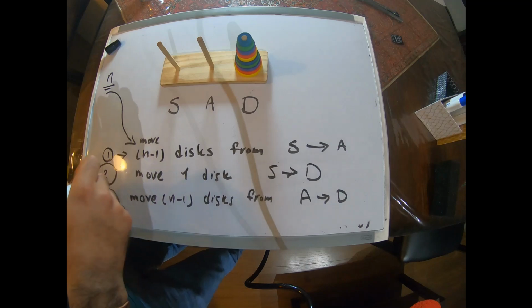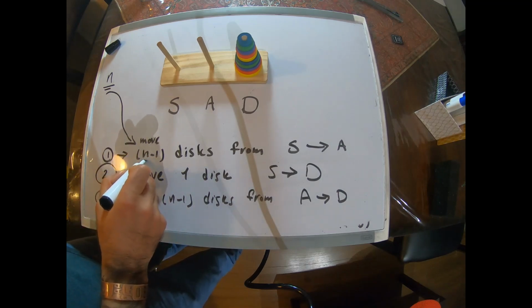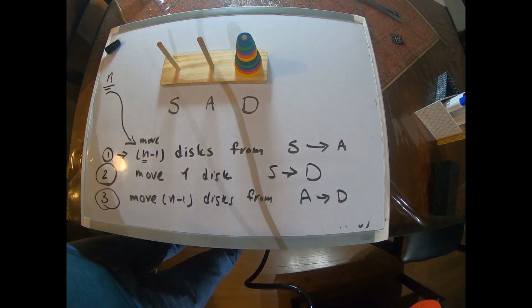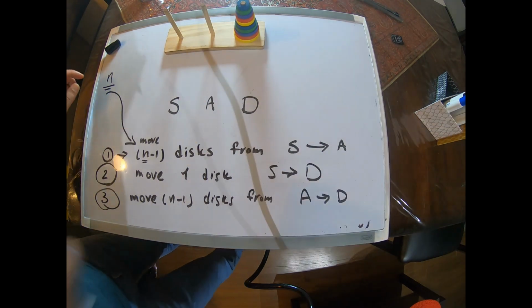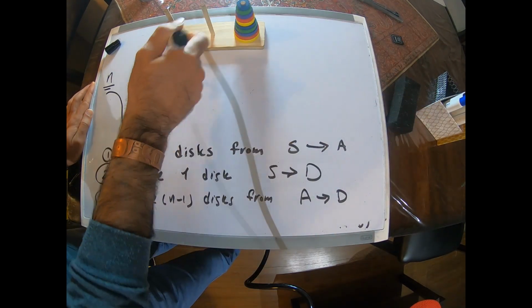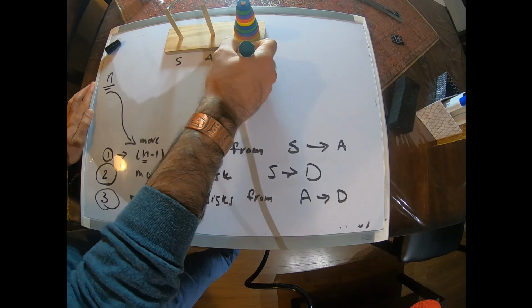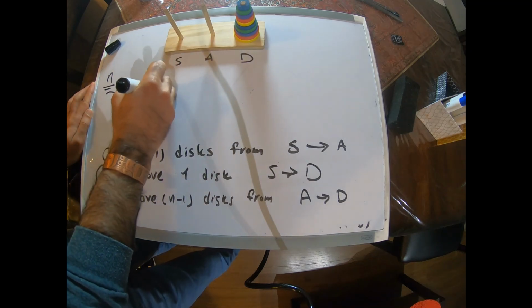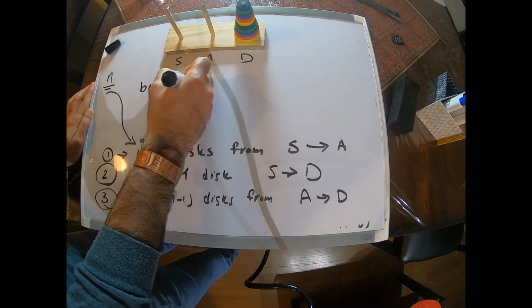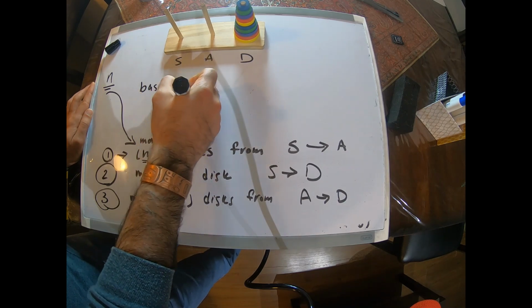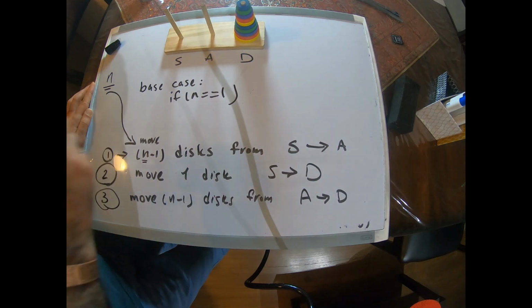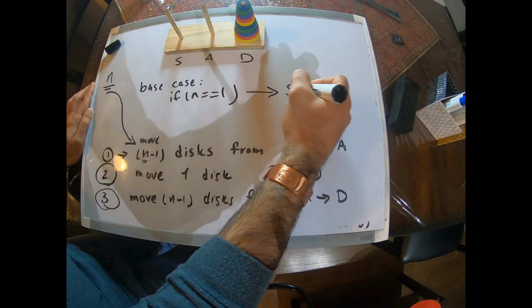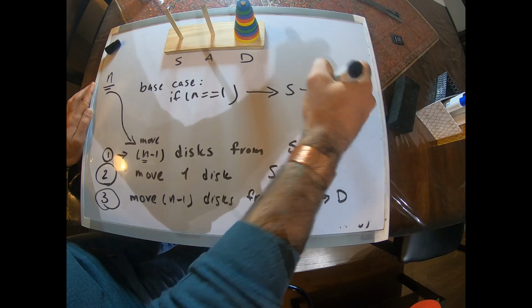So this can go on like this. We can keep reducing the number of disks until we get to a base case. What is our base case? The base case, or the stopping criteria, would be if n is equal to 1, we already know how to solve this problem. We only need to do one move from source to destination.